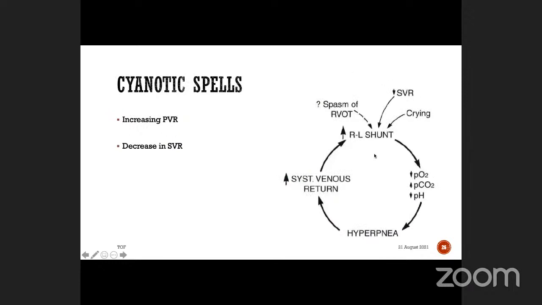So unfortunately, it's a vicious cycle. It's increasing PVR. So the baby will start having decreasing PO2, increasing PCO2, decreasing pH, hyperpnea, then systemic venous return will increase. The spasm in the RVOT will increase, the SVR decreases, more crying until they lose consciousness.